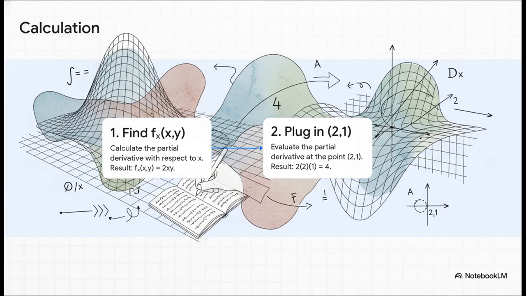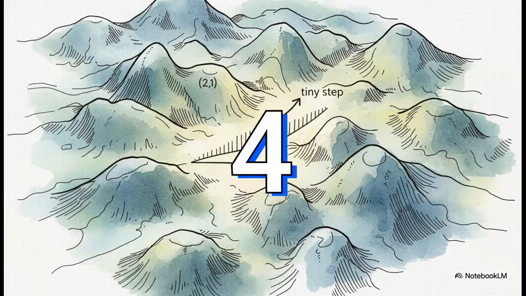So, step 2, we plug our point 2, 1 into our derivative 2xy. That gives us 2 times 2 times 1 for a final answer of 4. But what does that 4 actually mean? It means that at that exact point, 2, 1, if you were to take one tiny step in the positive x direction, the height of the surface, z, would go up at a rate of 4. So the slope is positive and, yeah, it's pretty steep.